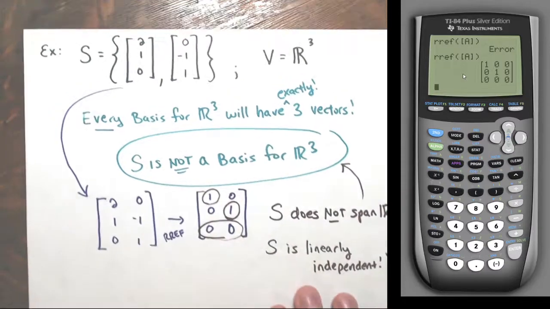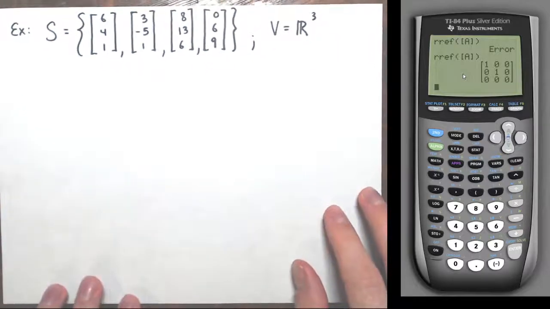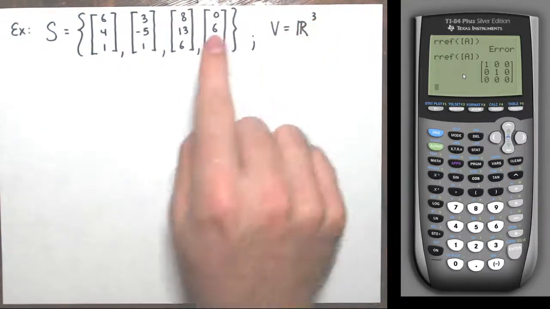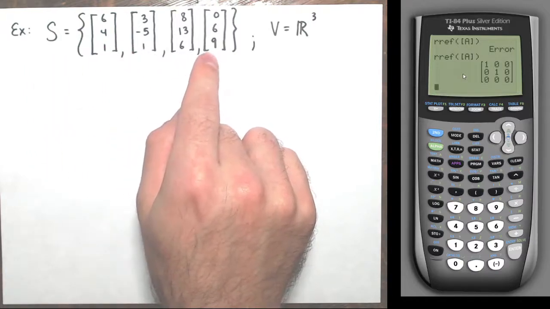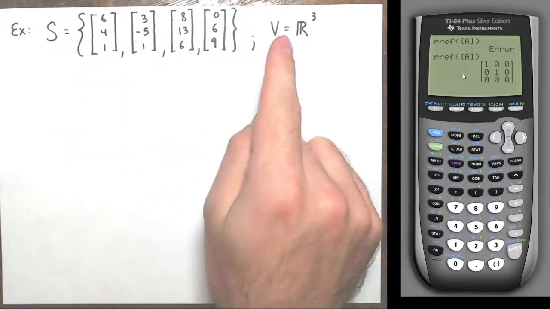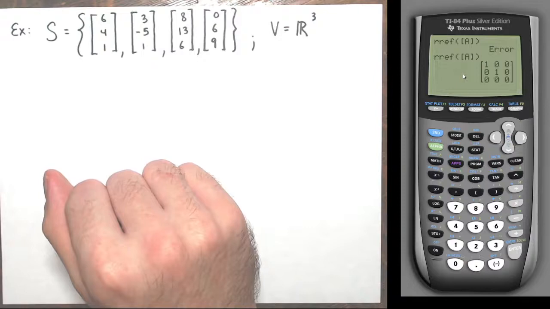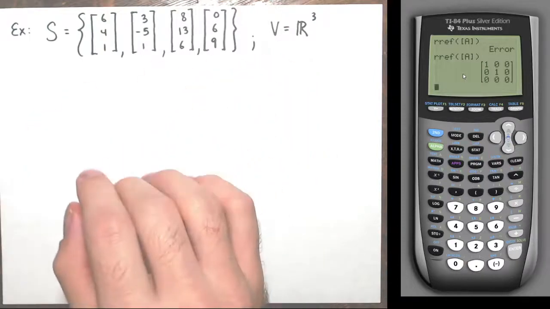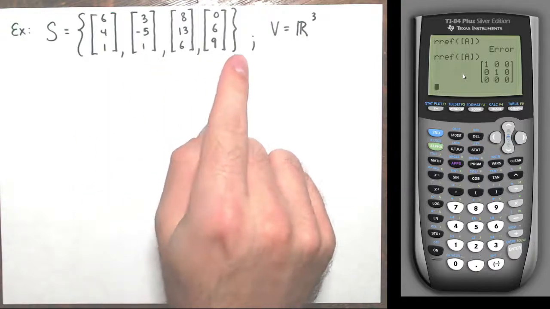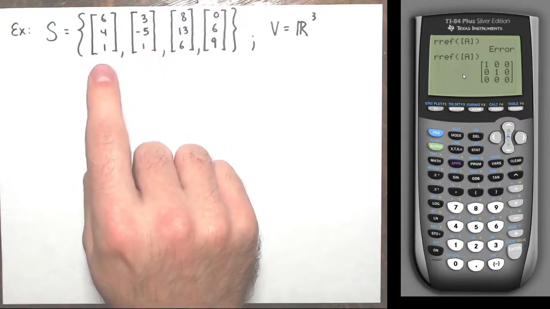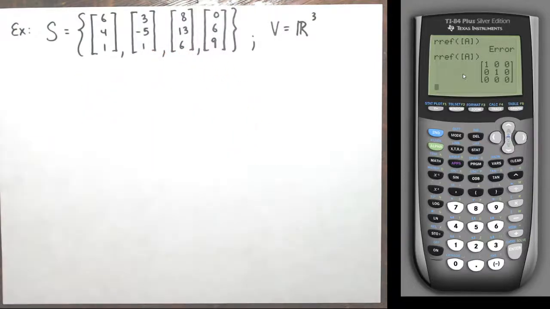All right, and then one final example, and I'm just going to do it really quick. I'm not even going to put the matrix in. Is S this set of 4 vectors from R3? Is S a basis for R3? No, it can't be. I think I mentioned this earlier too. This is going to be a dependent set, right? The number of vectors is more than the number of components in each vector. So this is not going to be an independent set. I can tell you that right now.